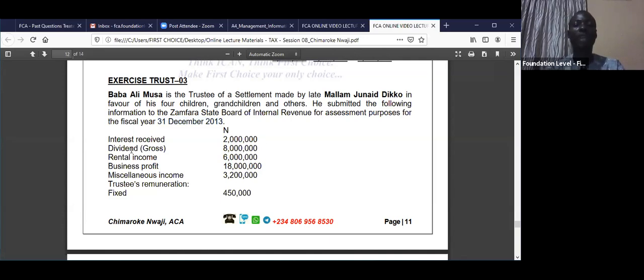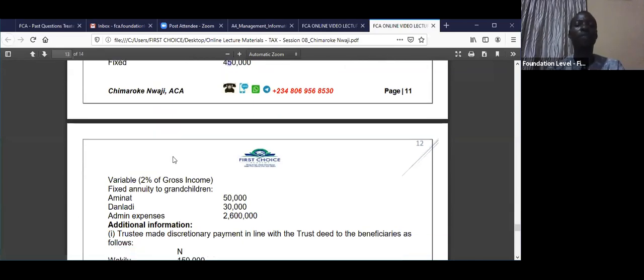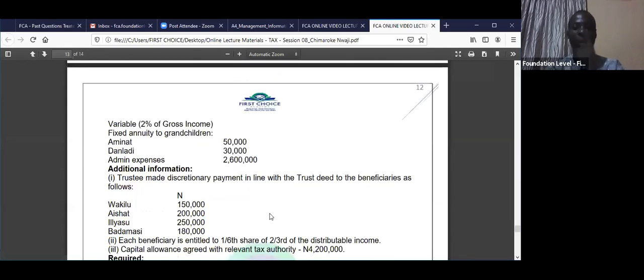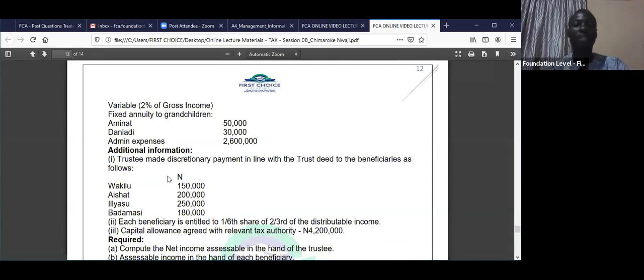Look at the interest received. Look at the dividend received, gross. Residual rental income, this business profit, this miscellaneous income, this trustee's remuneration. Look at this fixed, and they said variable is 2% of gross income. Maybe it's because of this 2% that I wrote 2% the other time when I meant 5. Now, fixed annuity to grandchildren. Now, look at his grandchildren, Aminat and Danladi. Administrative expenses is this.